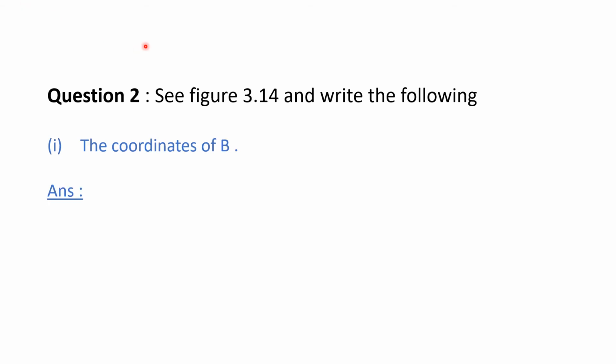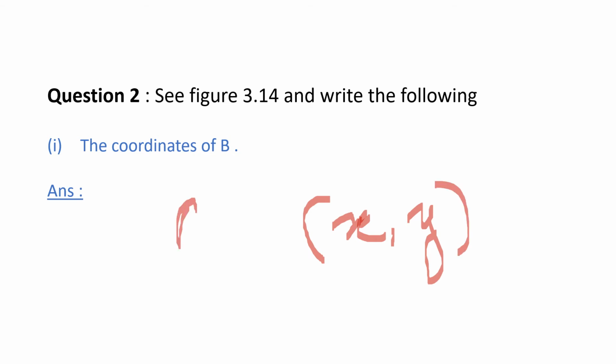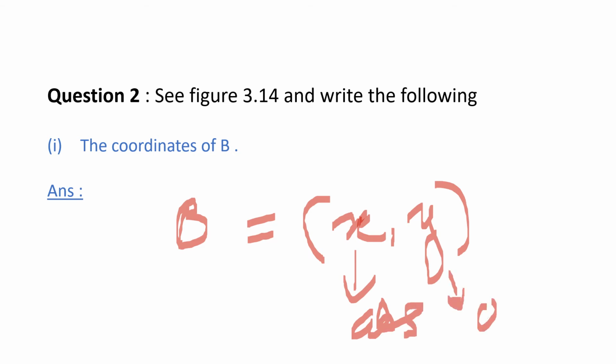Okay, so in question 2, they have given us a figure, that is the picture, and we have to look at the picture and write the coordinates of the points that they've given us. The first is we have to write the coordinates of B. Coordinates of B means we have to write the x coordinate and the y coordinate of point B, right? That is the abscissa and the ordinate. So we have to write the abscissa and the ordinate of point B. Let's see.